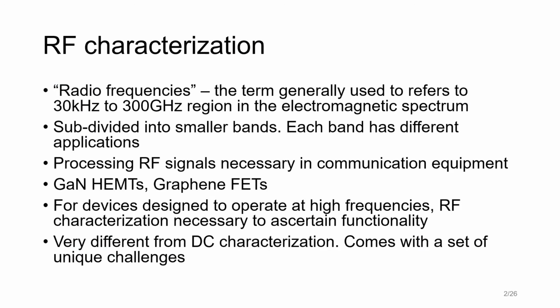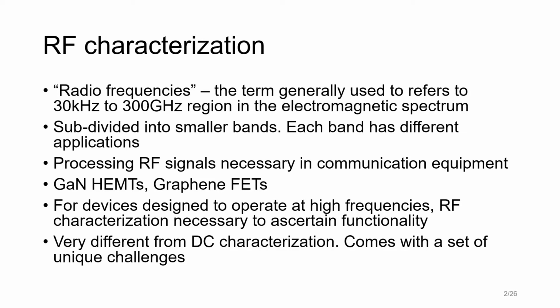The term radio frequencies is generally used to refer to the 30 kHz to 300 GHz region in the electromagnetic spectrum. This region is also further divided into smaller bands, and each of these bands finds use in different applications. These bands are as defined by the International Telecommunications Union.